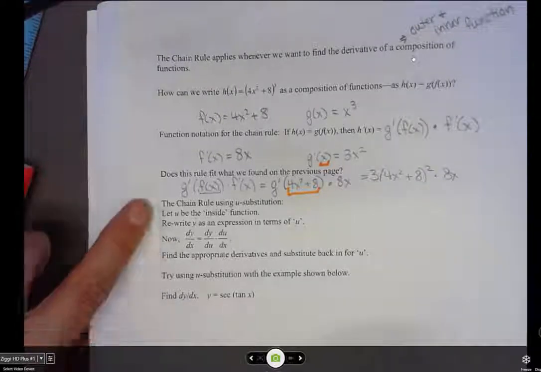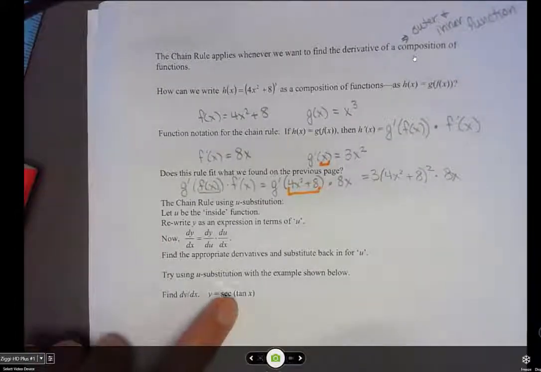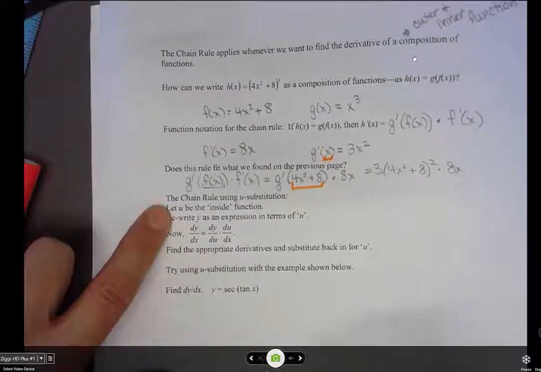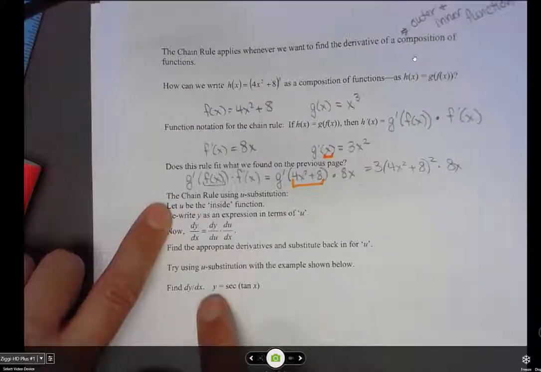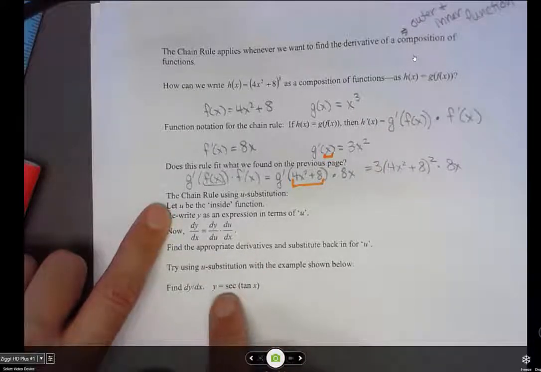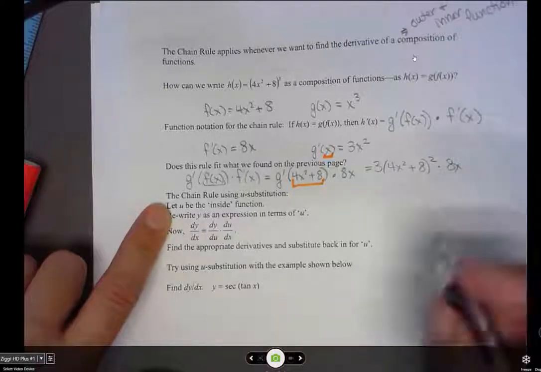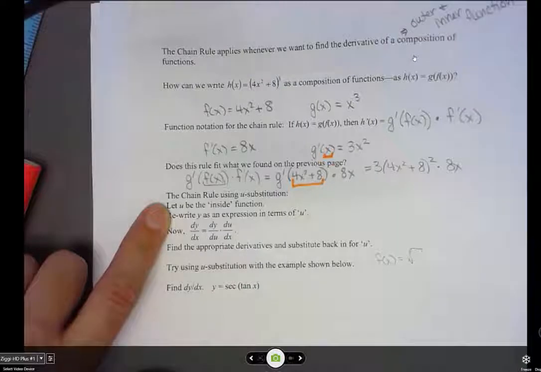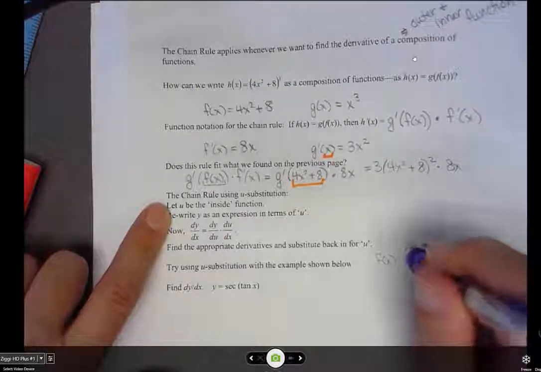Follow these steps with this function using U substitution. So it says, let U be the inside function. So our function here, this is not a product. This is not multiplication. In fact, if you had secant by itself, that doesn't even make sense. Secant needs an input. So secant what, right? It would be like if I wrote f of x equals square root. Square root of what? You need an input. Same thing for the trig functions.